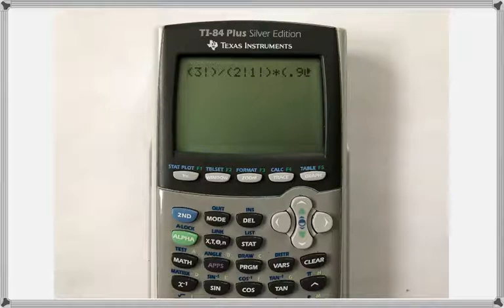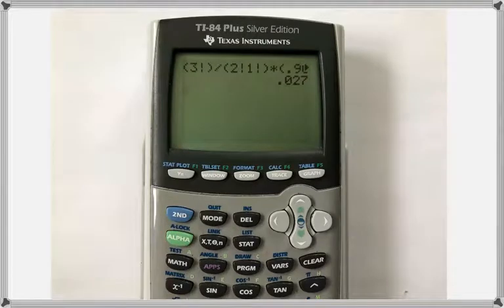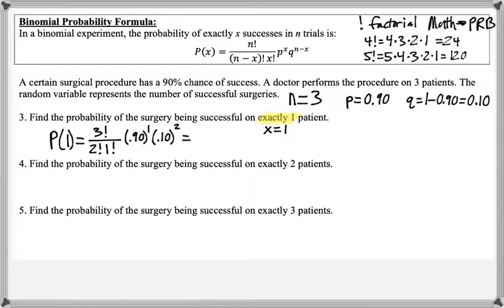So I want to type 3 factorial in parentheses over 2 factorial times 1 factorial, which is also in parentheses. So I always put parentheses around both my numerator and my denominator. And then I'm multiplying by 0.90 raised to the 1 and 0.10 raised to the 2. And this is equal to 0.027. So my final answer is 0.027.